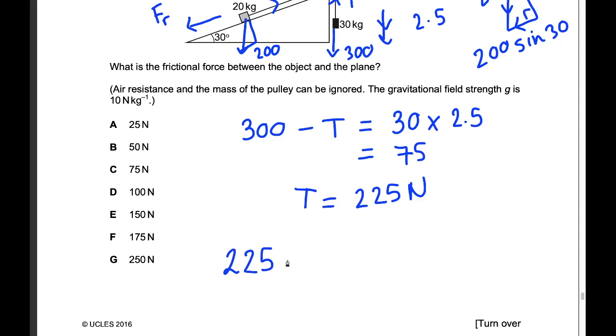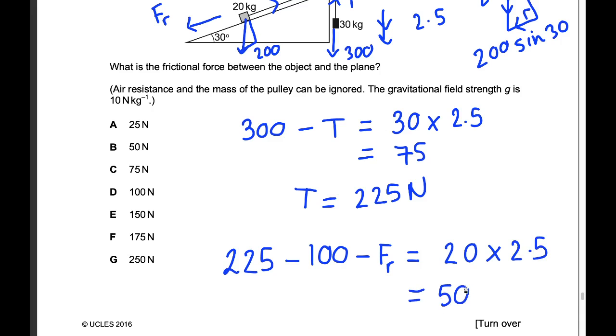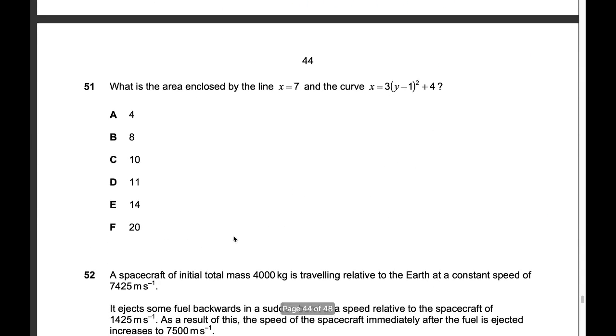225 newtons going up the slope, minus 100 newtons going down the slope, minus our friction. And that is equal to ma, which is 20 times 2.5. 20 times 2.5, that's 50. So these two are 125. So minus friction, that friction must be 75. Yeah, 125 minus 75 gives me 50. So that's the answer there, 75.